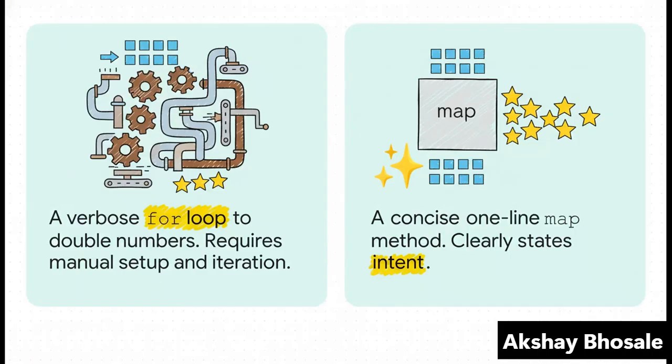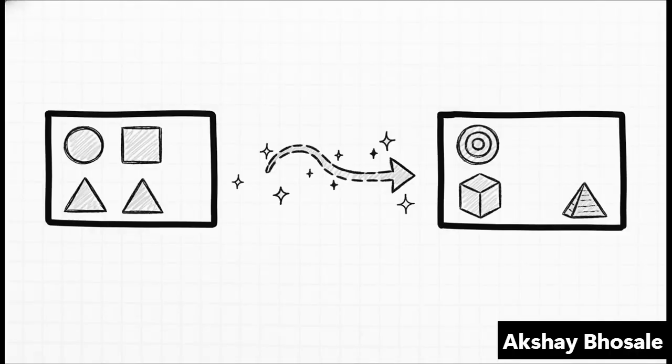This slide just shows the difference perfectly. Look at that. On the left, you've got that verbose for loop. On the right, the map method. A single line like numbers.map(num => num * 2) is incredibly clear. It basically says, take the numbers array, and for each num inside of it, transform it by giving me back num times 2. The intent is declared in one self-explanatory line. It's beautiful.